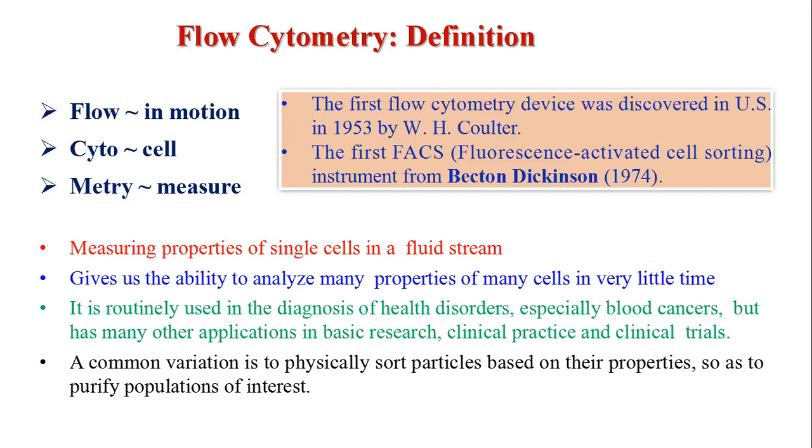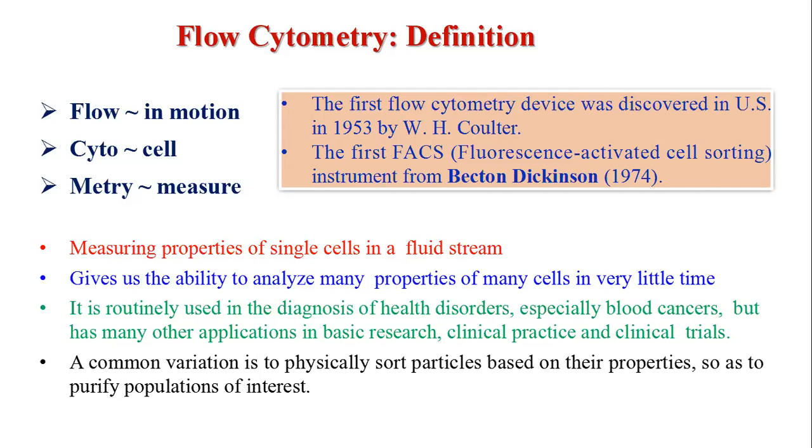So from the term flow cytometry, flow means something that is in motion. Cyto refers to cell, and metry means measure. So using this technology, what are we measuring? We are measuring cells that are in motion.